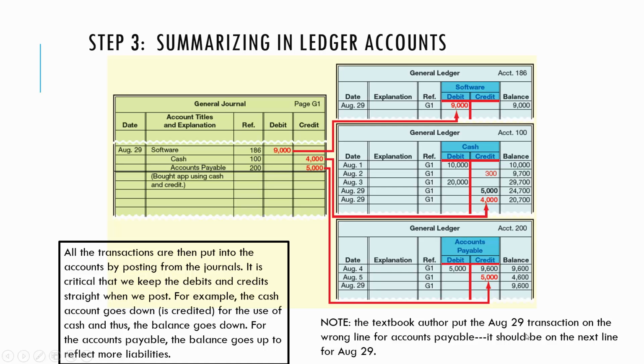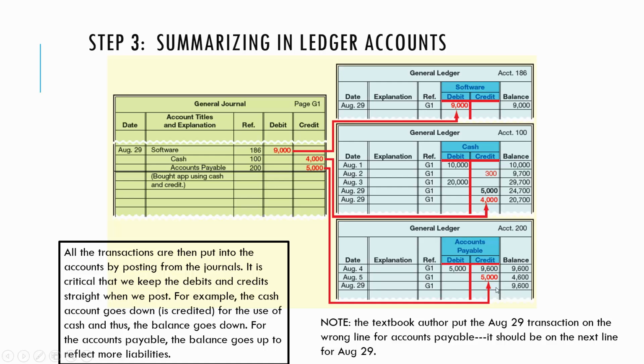The textbook author put the August 29th transaction on the wrong line for accounts payable. It should be on the next line for August 29th. It should go down here. So this thing is a little bit off. This should not be here. It should be here. And if we move this down, then everything makes sense. Hope this hasn't been too confusing for you. I want us to just look at this and say, okay, August 5th, my balance was $4,600 in liabilities. I went in here and bought the software. I paid for it by incurring $5,000 in debt.